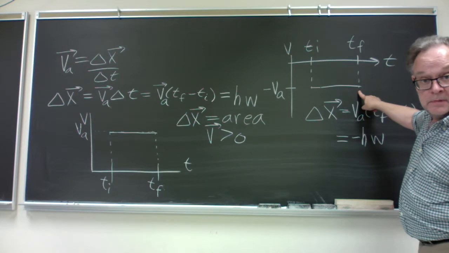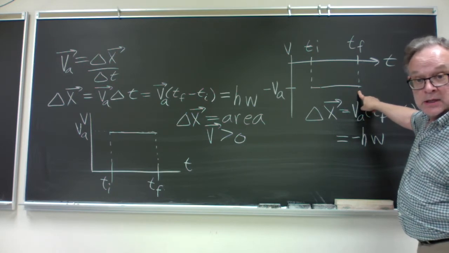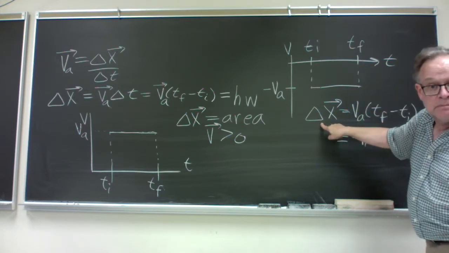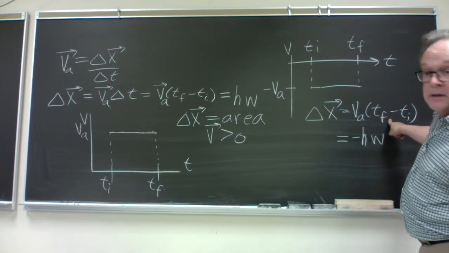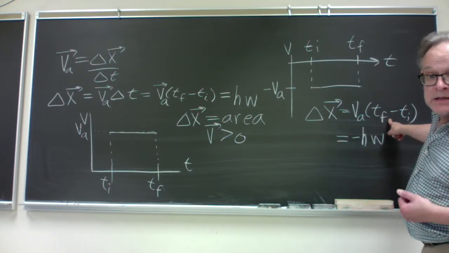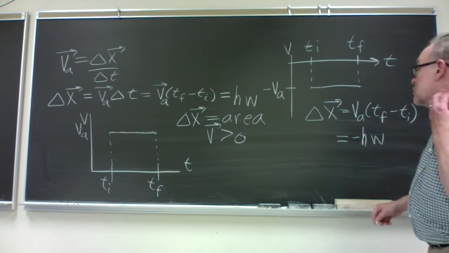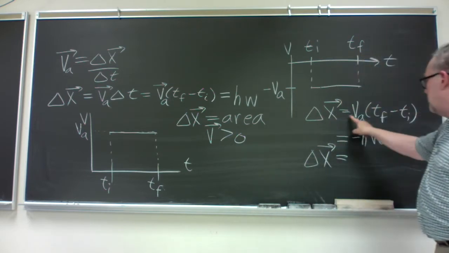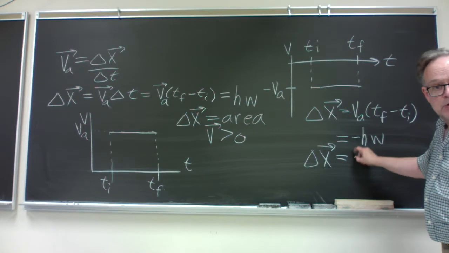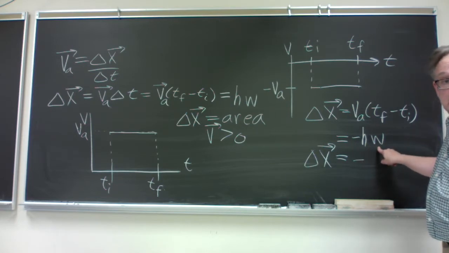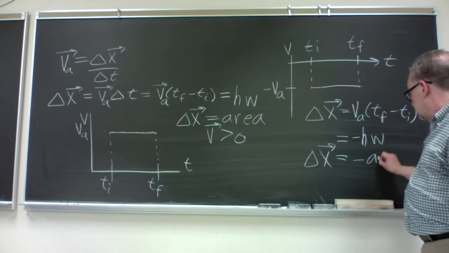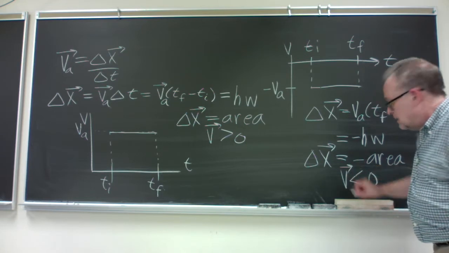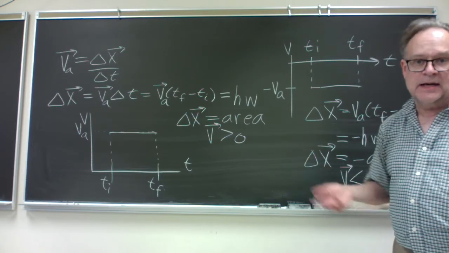times the width. And so now we see that in the case where there is negative velocity, there's negative displacement because the length of a time interval is always positive, and now this is a negative number. So what we have is displacement equals this, which is just minus 1 times height times width, which is area. And that's true for negative velocities. If we have negative velocities, there's negative displacements.